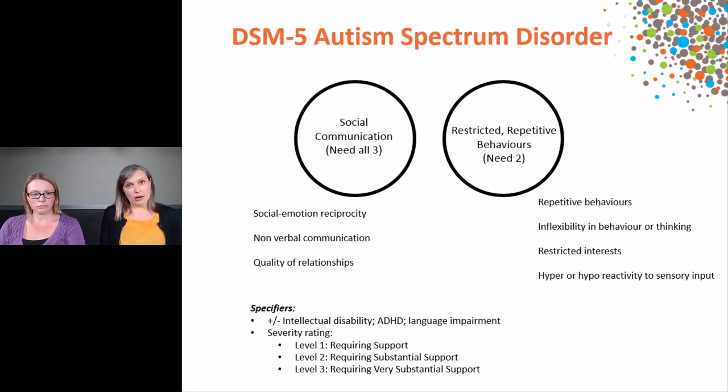So these are the criteria that we're interested in looking at. As I said, we're interested in the developmental period and currently, and we're also interested in specifying the severity level. So level 1, meaning that they require some support, through to level 2 requiring more substantial support, and up to level 3 requiring very substantial support.